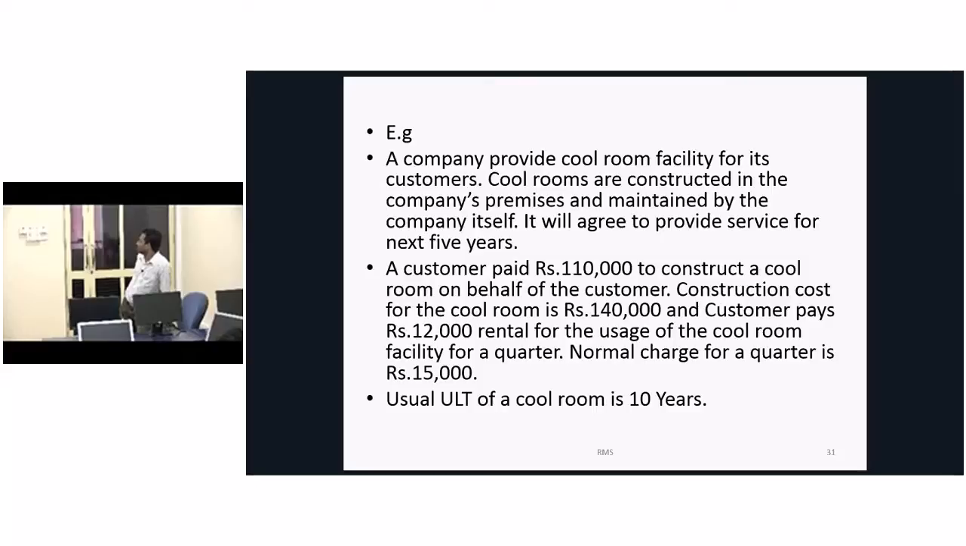A company provides a cool room facility. This is actually a story. Actually, I made this as a result of one of our final year students.